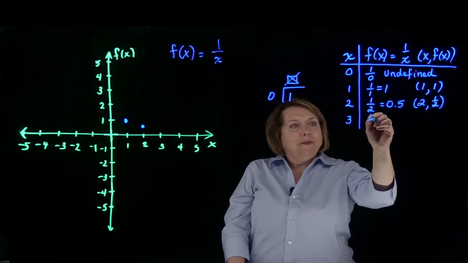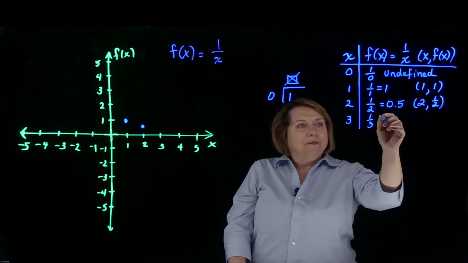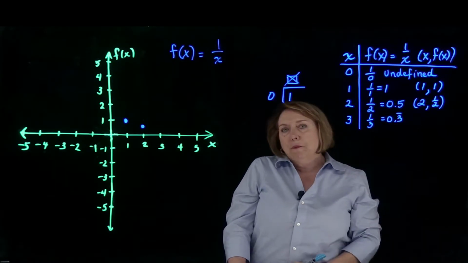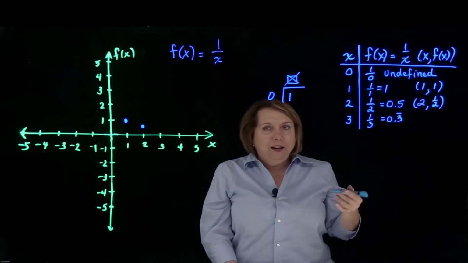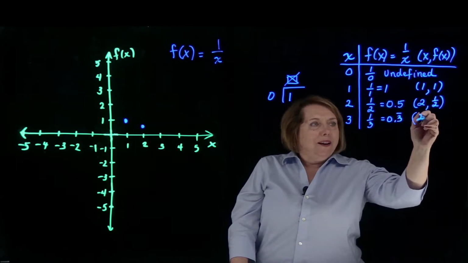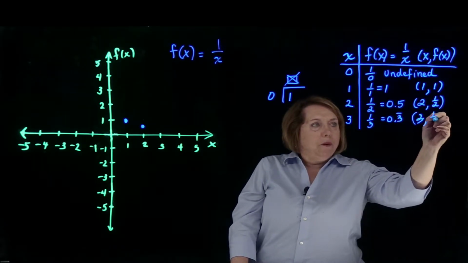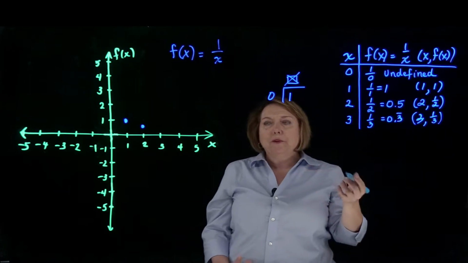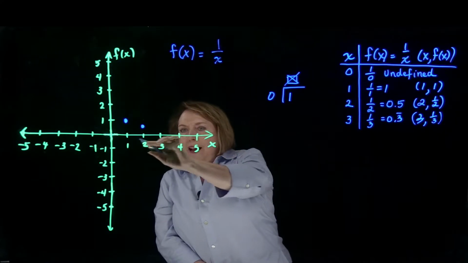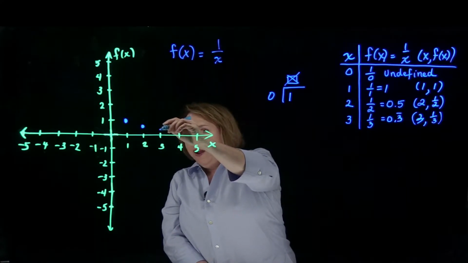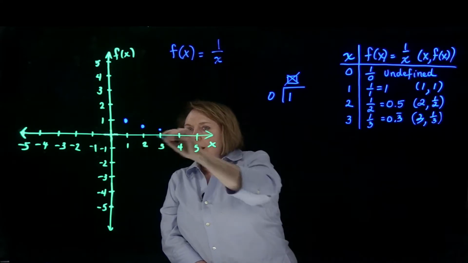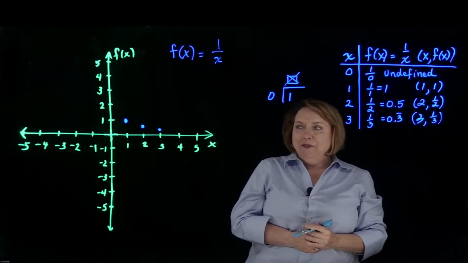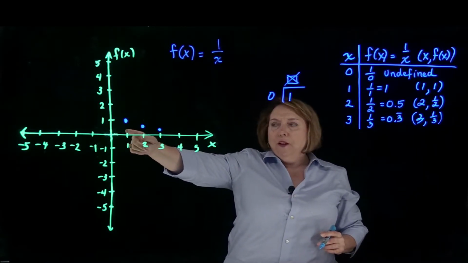X is 3, f of x is 1/3. Now this one would be a little bit harder because 1/3 is 0.3 with that overbar. The 3 never ends. It's a repeating digit. So once again, I'm going to write this as 3, 1/3. It's not too hard to graph fractions like 1/2, 1/3, 1/4. So x is 3, and I want to go up about 1/3 of the way between 0 and 1 here. So I think you can start to see what's happening. It's interesting. But we don't see the whole picture yet.